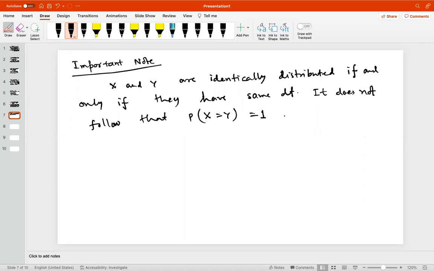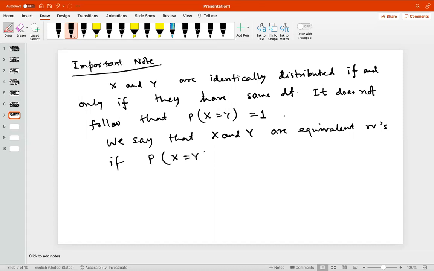So we have another definition. We say that x and y are equivalent random variables if probability of x equal to y equal to 1. So then we call it equivalent, not just equally distributed. It's called equivalent. So equivalent is something much bigger, much more than the identical distribution.